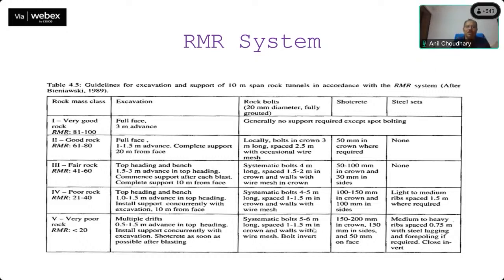So this is the RMR system. Similarly, we have the Q system, and as I mentioned, we have other systems also. On the basis of RQD, also one table has been given. On the basis of Q, also one table has been given of similar type. So almost all these systems are of the same type. Now whether these systems are applicable in our condition when we are working in the Himalayan region or not, that is required to be decided.